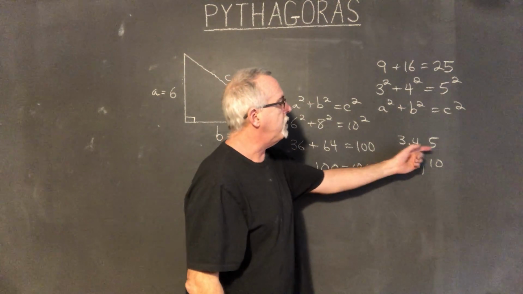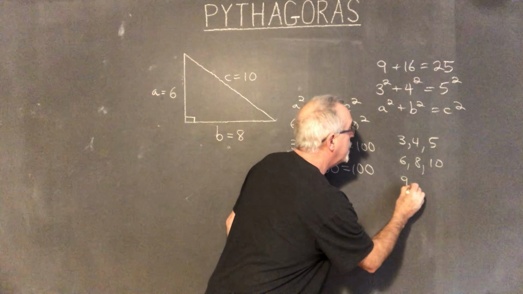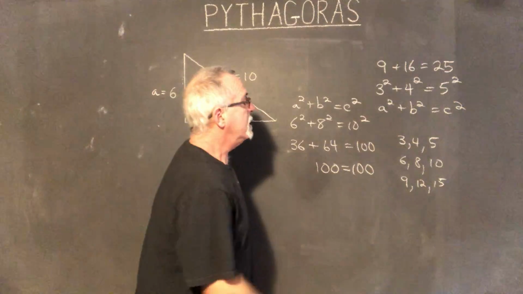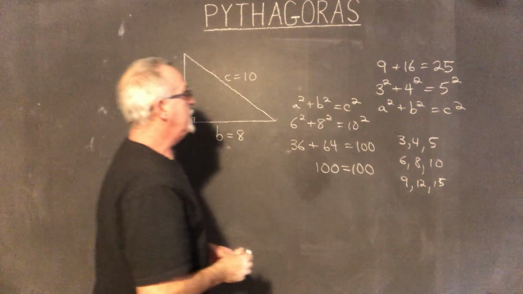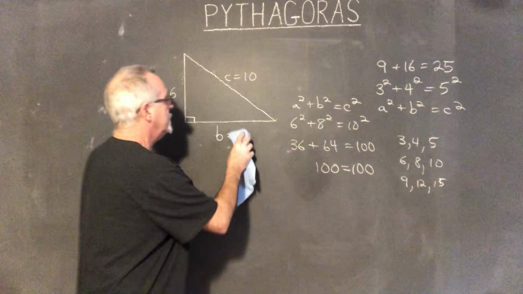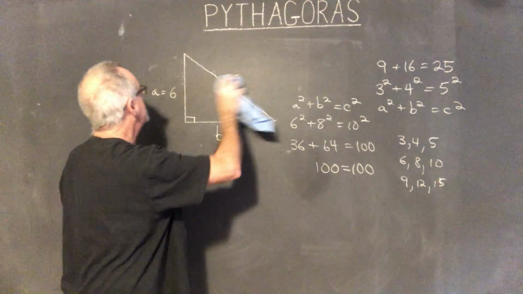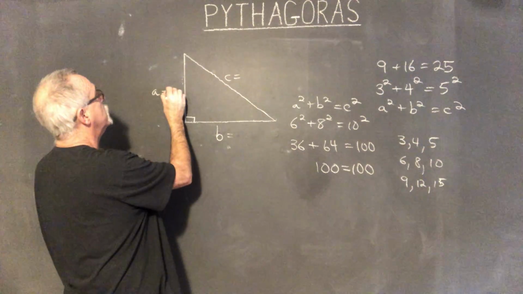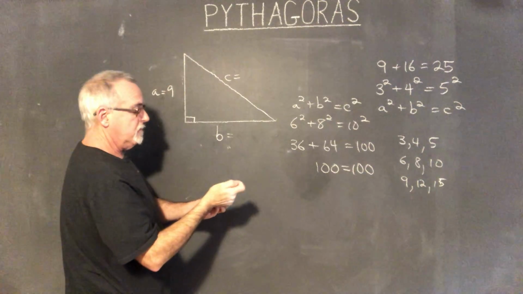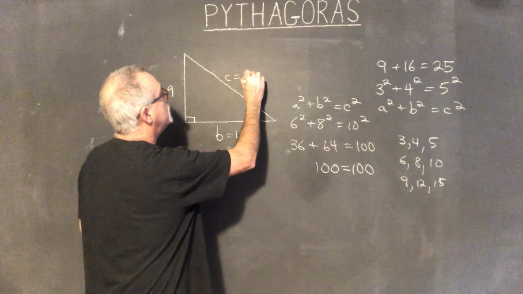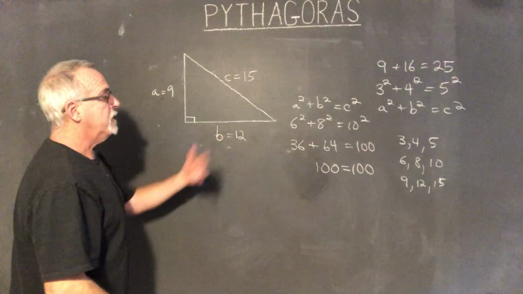I multiply 3, 4, and 5 by 3. I'll have 9, 12, and 15. Okay, so let's see if that one verifies as well. What I'll do is I'll remove these numbers from this diagram, and then we will make the shortest side 9, the medium length side will be 12, and the longest side will be 15. And then we can try the formula again.